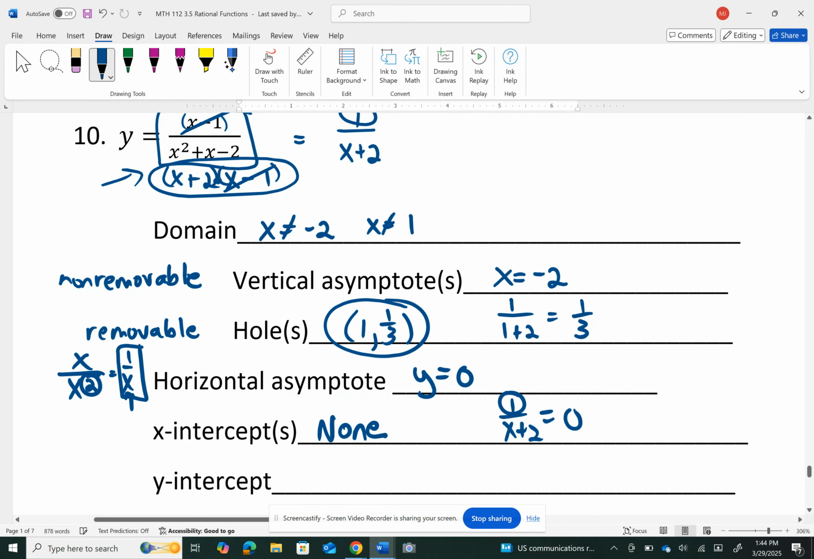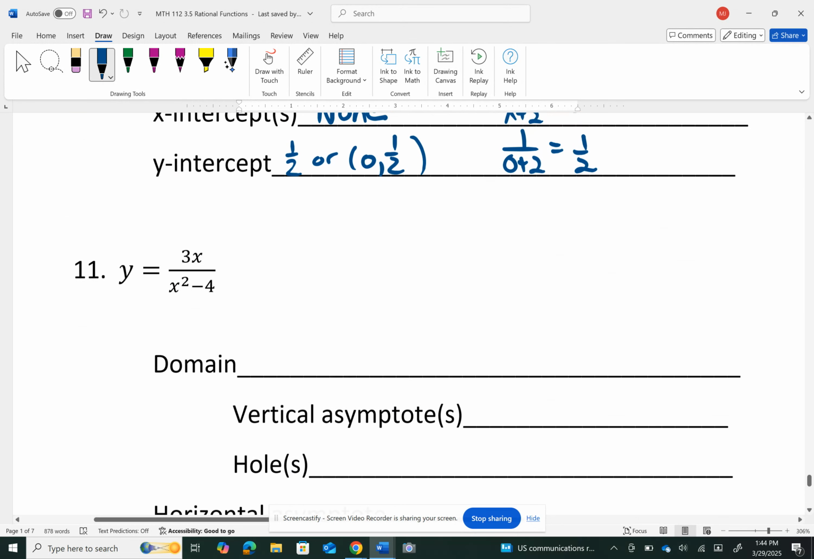Now for y-intercepts, you're just going to be plugging in 0. And you can use the simplified version when you do that. So let's put a 0 in for the x, and we get 1/2. So that means 1/2, or the ordered pair (0, 1/2), would be the y-intercept. Okay. All right, let's try another one.